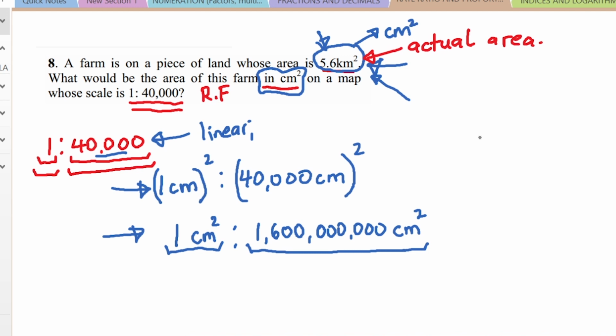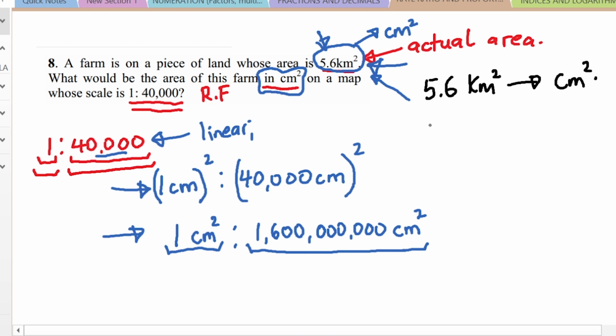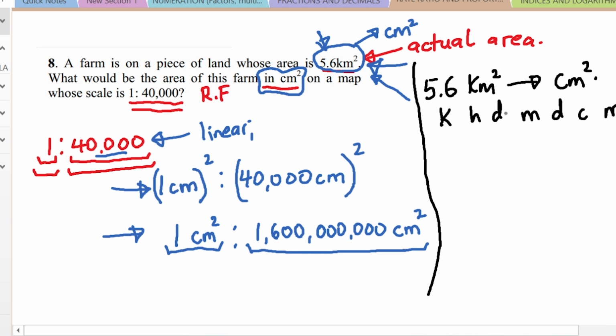So that's what we are going to work on. We are going to convert 5.6 kilometers squared to centimeters squared. So let's begin with our conversion here. This is King Henry's daughter Mary does careless mistakes. So I want to convert from kilometers to centimeters.